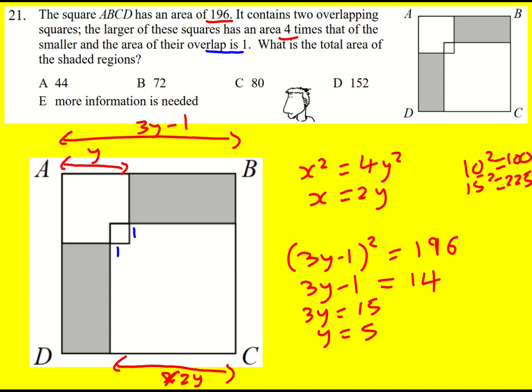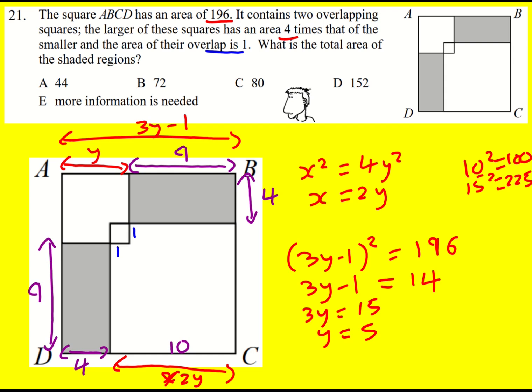Right, we are nearly there. So the full length is 14, y is 5. What does that mean? That means this is going to be 10, and therefore this length is going to be 4. And the same thing is going to happen over here. This is also 4. And then I've got 14 minus 5 giving me 9. So this is 9. And this is also going to be 9.